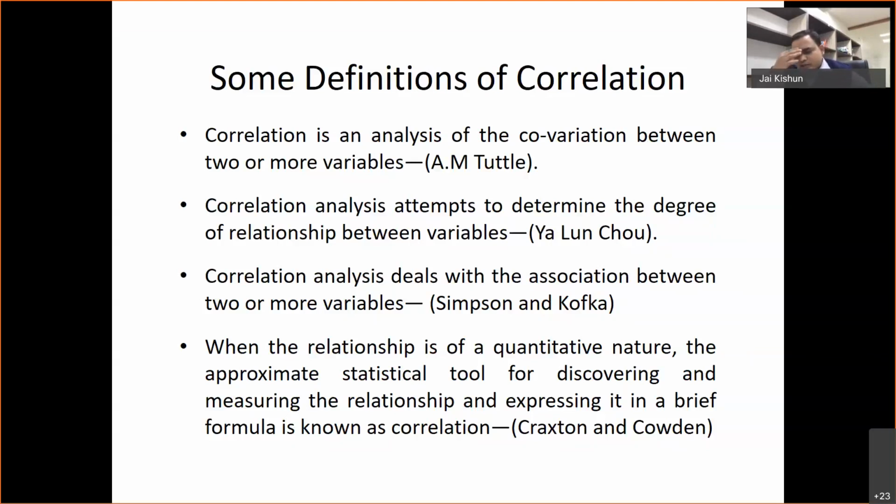Degree of relationship means, basically in correlation analysis, we are estimating R. R is basically the correlation coefficient. I will come to that. What is the correlation coefficient? So the value of this R is basically known as the degree of relationship.